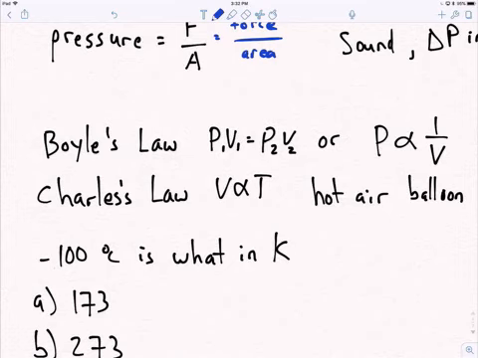So if I have a piston with gas in it and I apply pressure, if I push on the piston, the volume goes down. And then if I take it off, the gas expands, so the volume goes up. That means the pressure goes down.